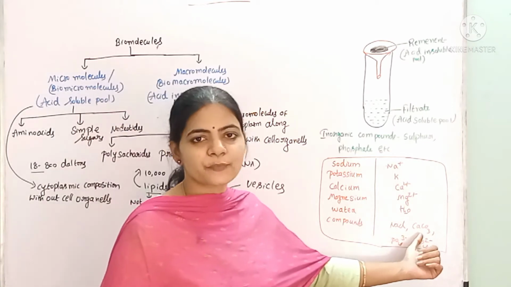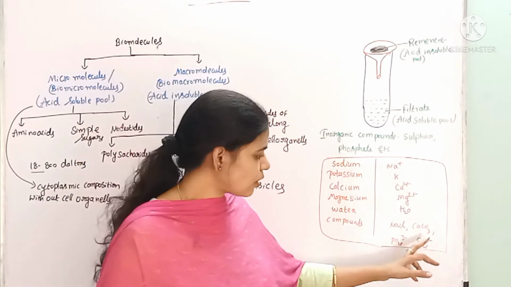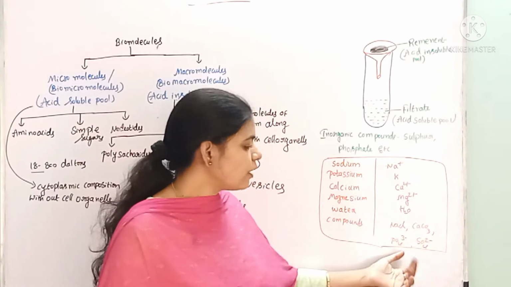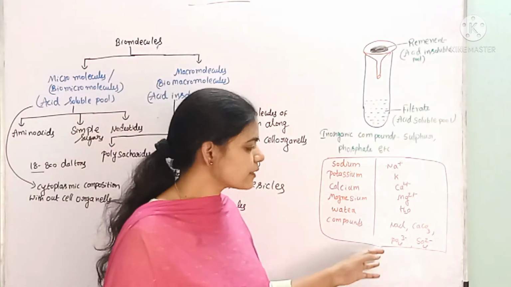We know calcium is present in the body, like in the bones, enamel and dentin, all made up of calcium carbonate. Phosphate and sulfate are present in the nucleic acids, in the nucleotides.